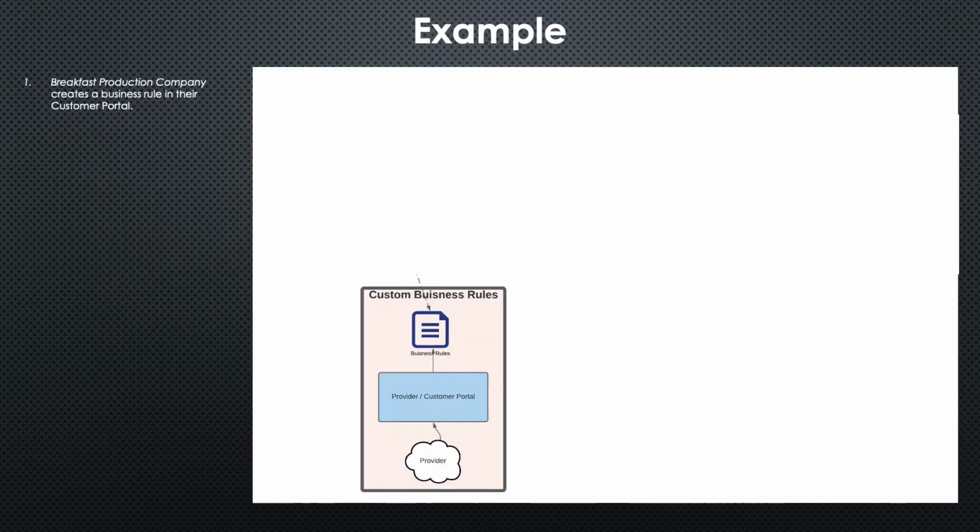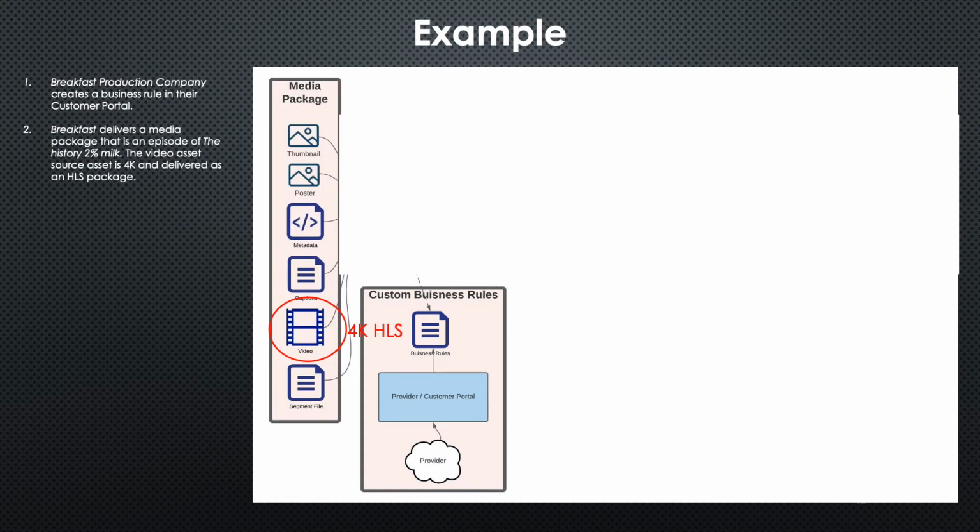So here's going to be an example of a flow that is going through the video pipeline that has a mapping service. So first of all, the Breakfast Production Company is going to create a rule in the customer portal. This rule is going to say something like this. If, again, it's going to say if the asset coming in is 4K and HLS, and the title of the show itself is The History of 1% Milk, then skip transcoding and packaging.